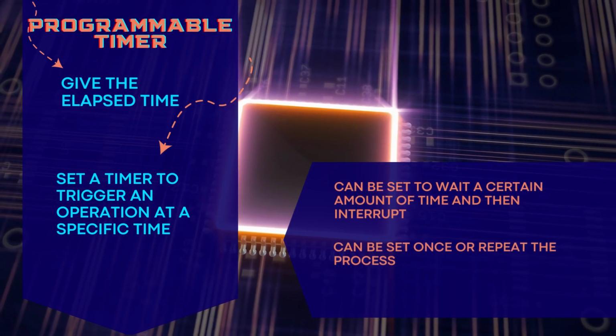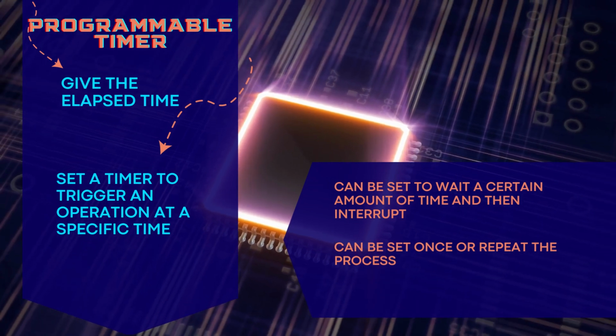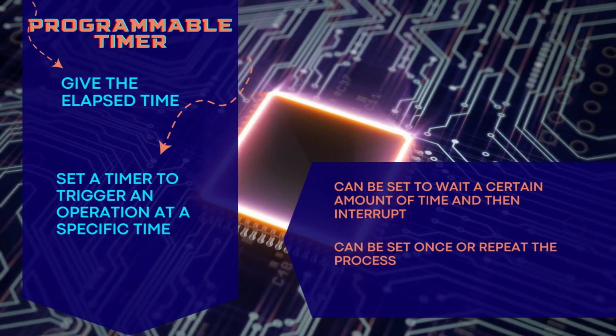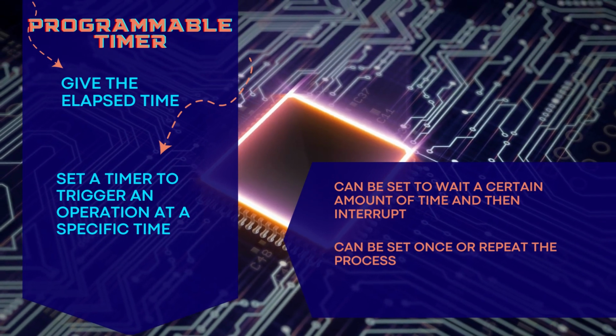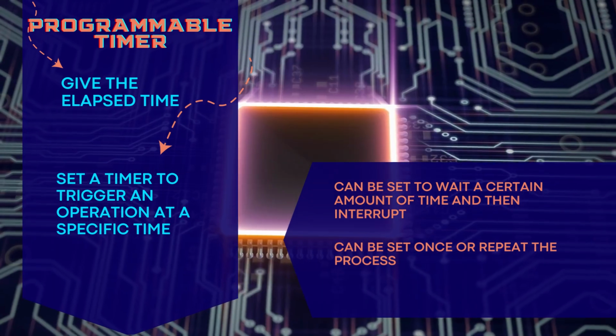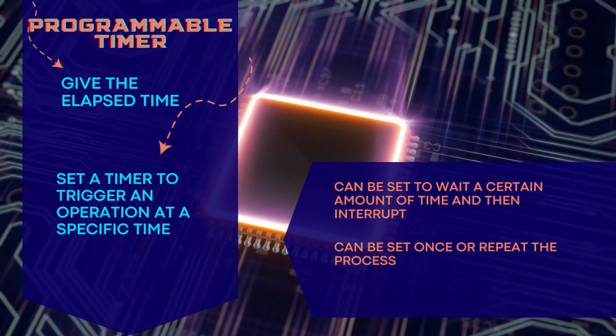Now, the hardware to measure elapsed time and trigger operations is known as a programmable timer. And this can be set to wait a certain amount of time and then generate an interrupt. It can be set to do this once, or it can repeat the process to generate periodic interrupts.